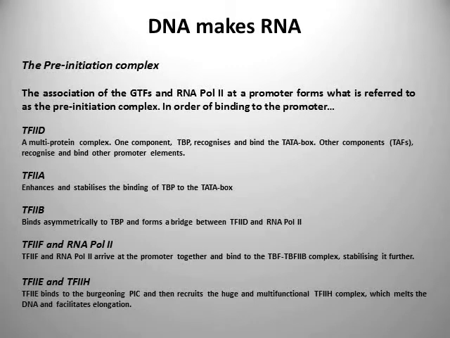So the first thing to realise is it happens in a specific order. They don't just all mill around a promoter and fall onto it randomly. There's a specific order of recruitment that goes on, so that it's a regulated process. The first thing that actually binds to the promoter is the TFIID complex. This is a huge multi-protein complex in its own right, one component of which is this TATA binding protein, TBP.